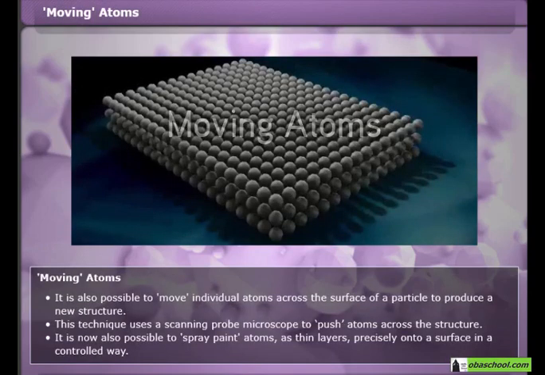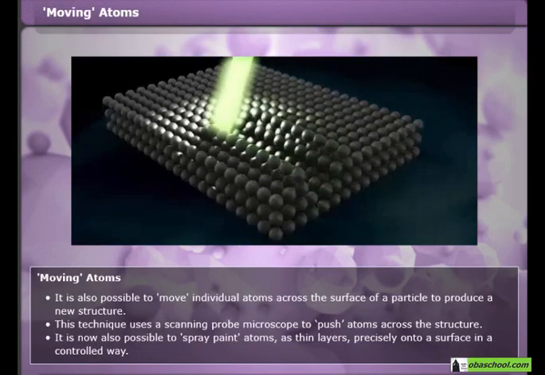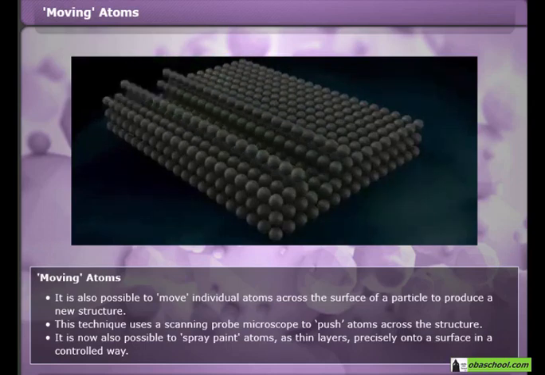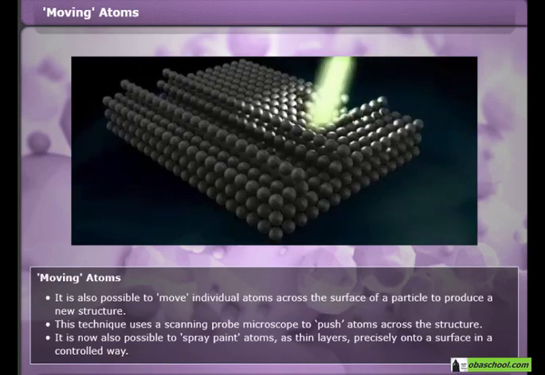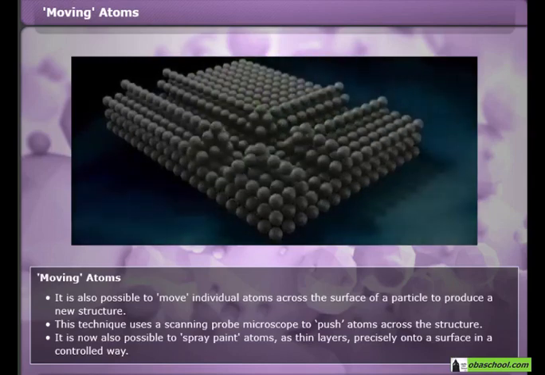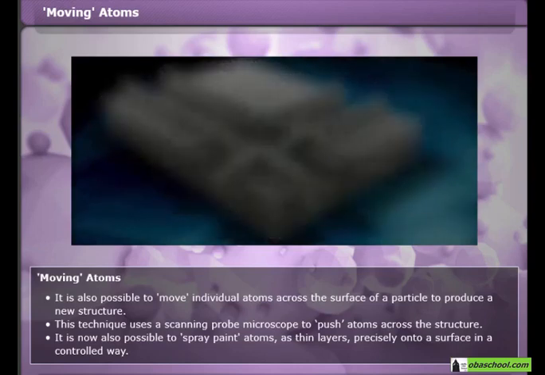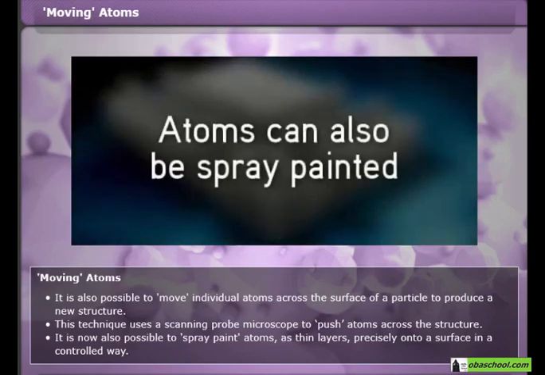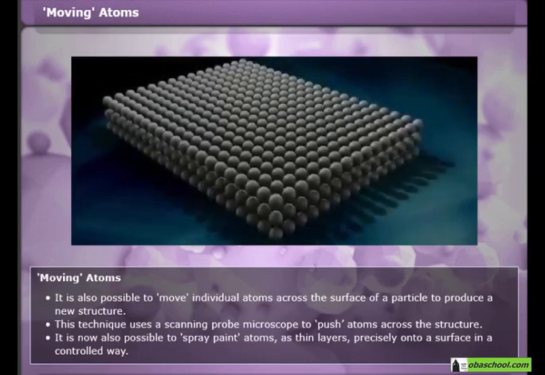Moving atoms. It is also possible to move individual atoms across the surface of a particle to produce a new structure. This technique uses a scanning probe microscope to push atoms across the structure. It is now also possible to spray paint atoms as thin layers precisely onto a surface in a controlled way.